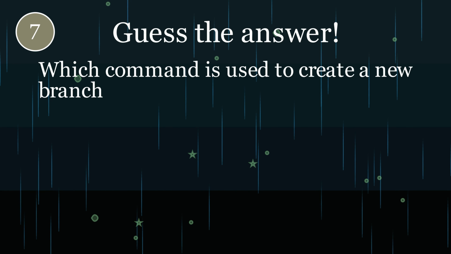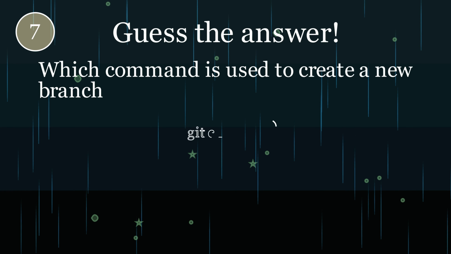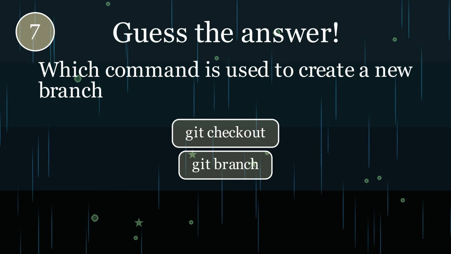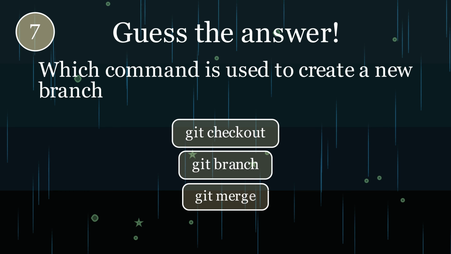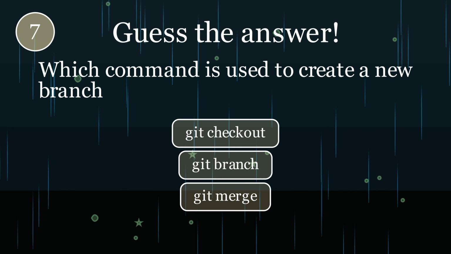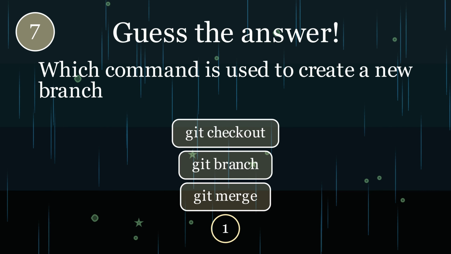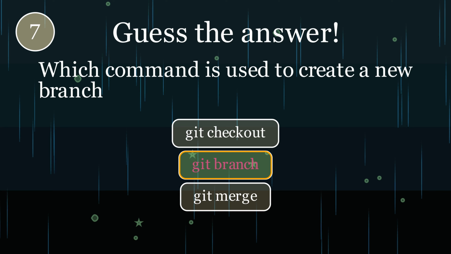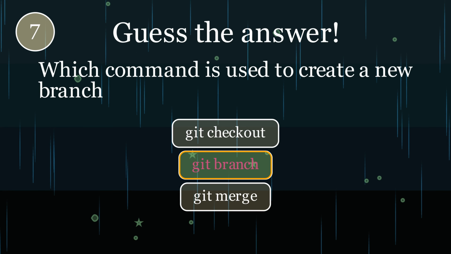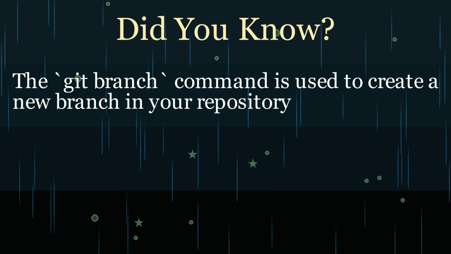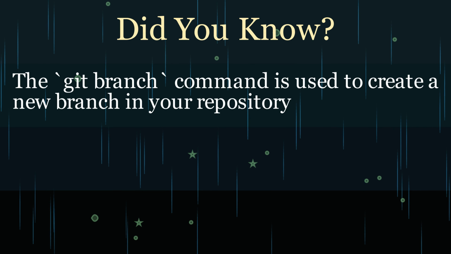Which command is used to create a new branch? Git checkout. Git branch. Git merge. The correct answer is git branch. Fun fact: the git branch command is used to create a new branch in your repository.